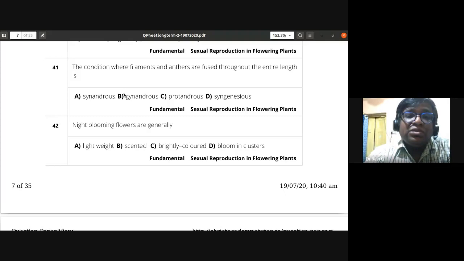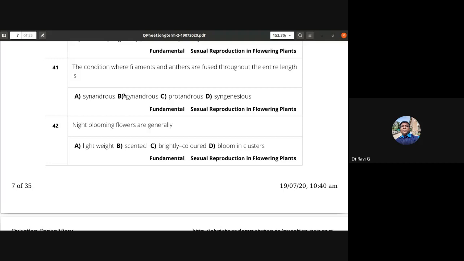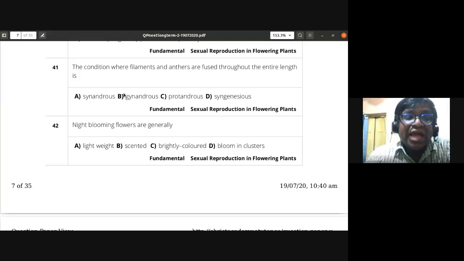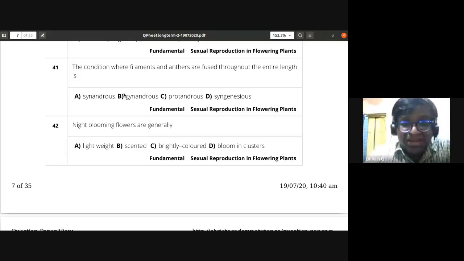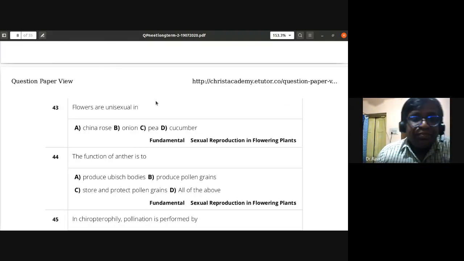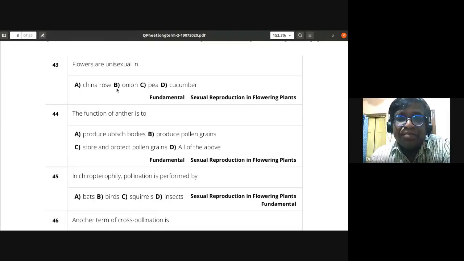Night blooming flowers are generally lightweight, scented, brightly colored, and bloom in clusters. So they are scented, aromatic. You might have noticed this in Brahma Kamala. They are white colored flowers. Generally, night blooming flowers are white colored so that they contrast, and they have a very strong aroma to attract the insects. So they are scented. B is the answer.